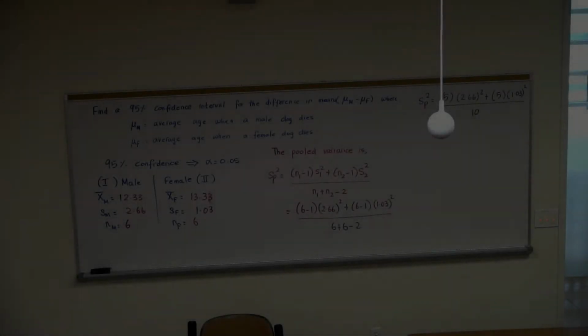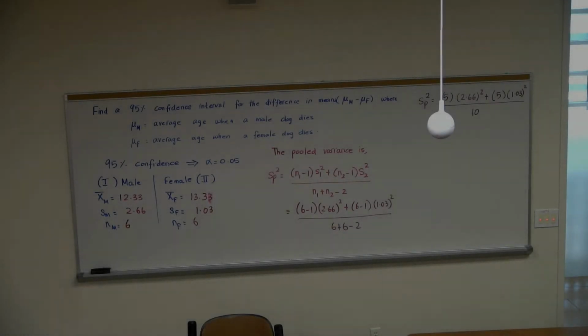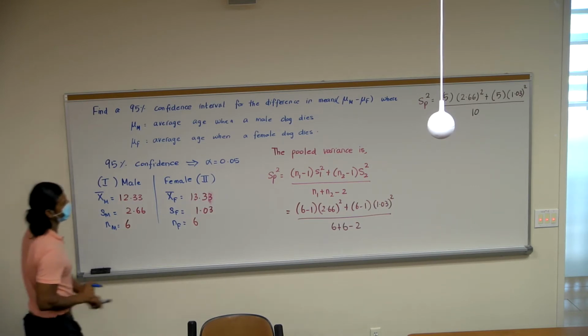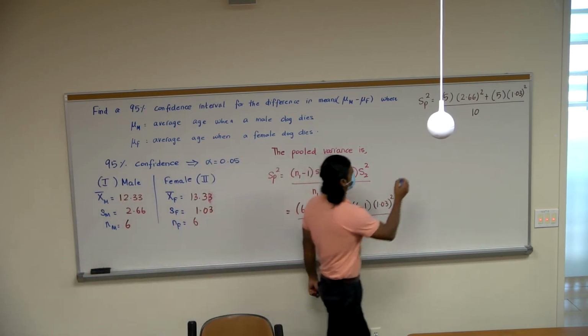Do we have an answer? What do we get? I got 35.908. I got 40.26. Did we divide by 10? I got 4.07. Don't forget that 10. There is 10 in the denominator.